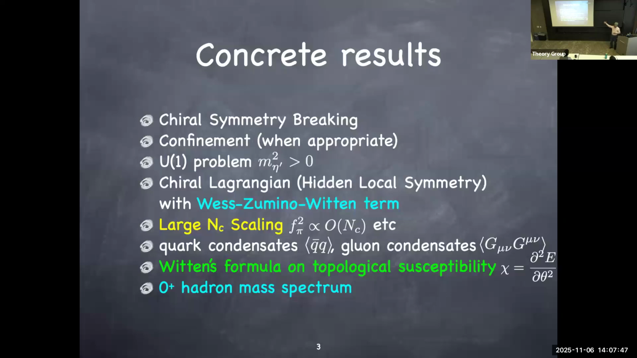So the pions and eta are all pseudo-scalar mesons, parity odd states. But it turns out that in this theory, they are accompanied by parity even states as well. It turns out that there are light parity even states in QCD, which we can also compute in this framework. And they at least qualitatively agree very much with what is shown in data.